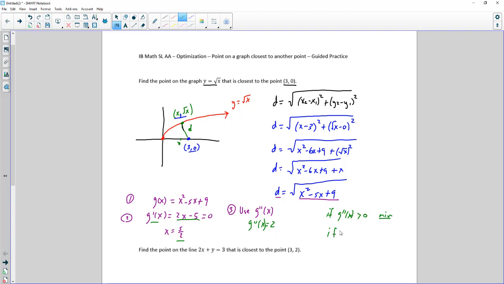And if the second derivative is less than 0, then the graph of the original function is concave down, so it'll actually be a maximum. But as it turns out, this is guaranteed to be a minimum because the second derivative is always positive. Since it's always positive, whatever you plug in there will be a minimum anyway, because this whole graph is concave up for the original function y equals root x, which is what that's telling us.